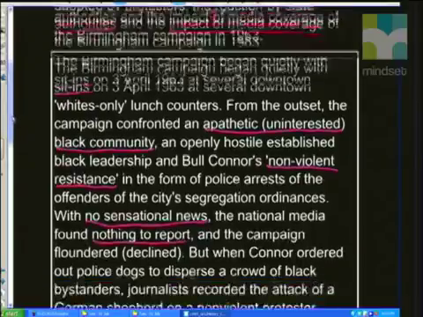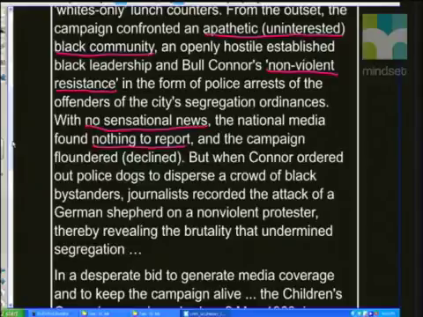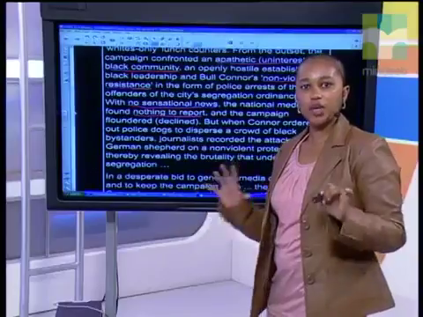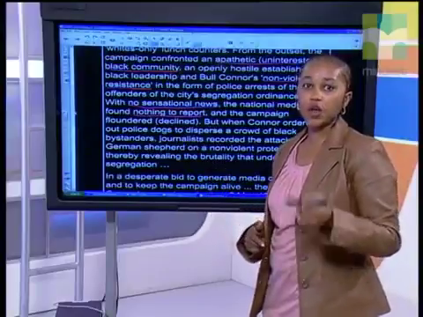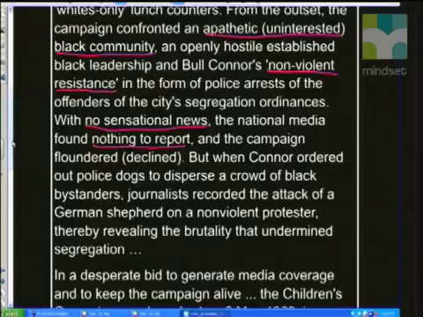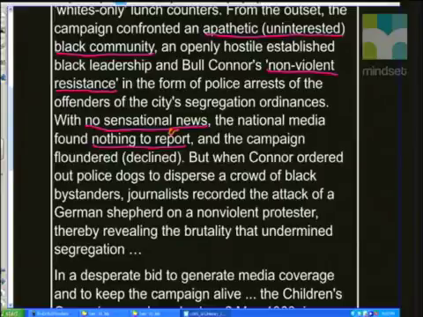And as a result of that, what happened was that the campaign floundered or declined. So now you are being introduced to another very important skill in history, cause and effect. Now, because there was nothing to report, okay, so let me use a different color there to write. This was the cause. There was nothing to report, and as a result of that, the campaign declined. So this was the result or the effect. Okay, excuse my handwriting. But you can see cause and effect. Nothing to report, and as a result of that, there was a decline in the campaign.